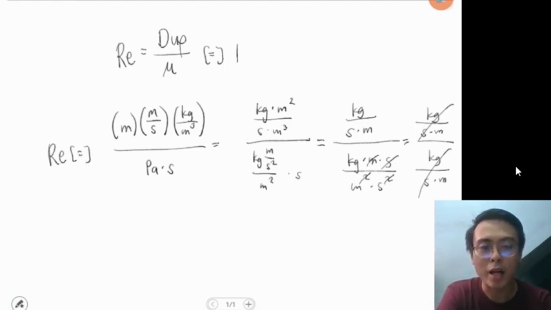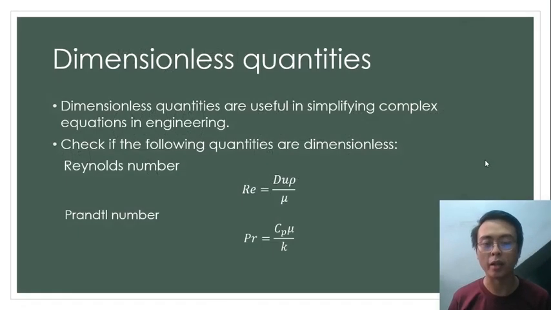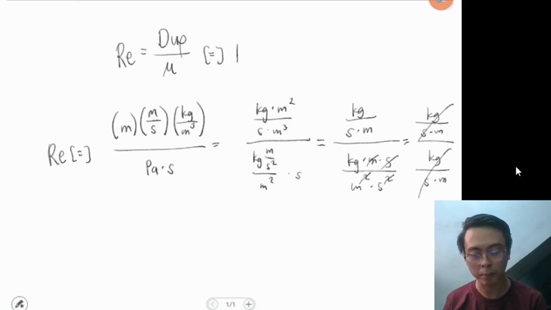It has no units. It's dimensionless. Later on in your major subjects, you will be encountering all of those. If you want to practice, you can also try with the Prandtl number. Let me give you the formula for the Prandtl number: Cp mu over k.